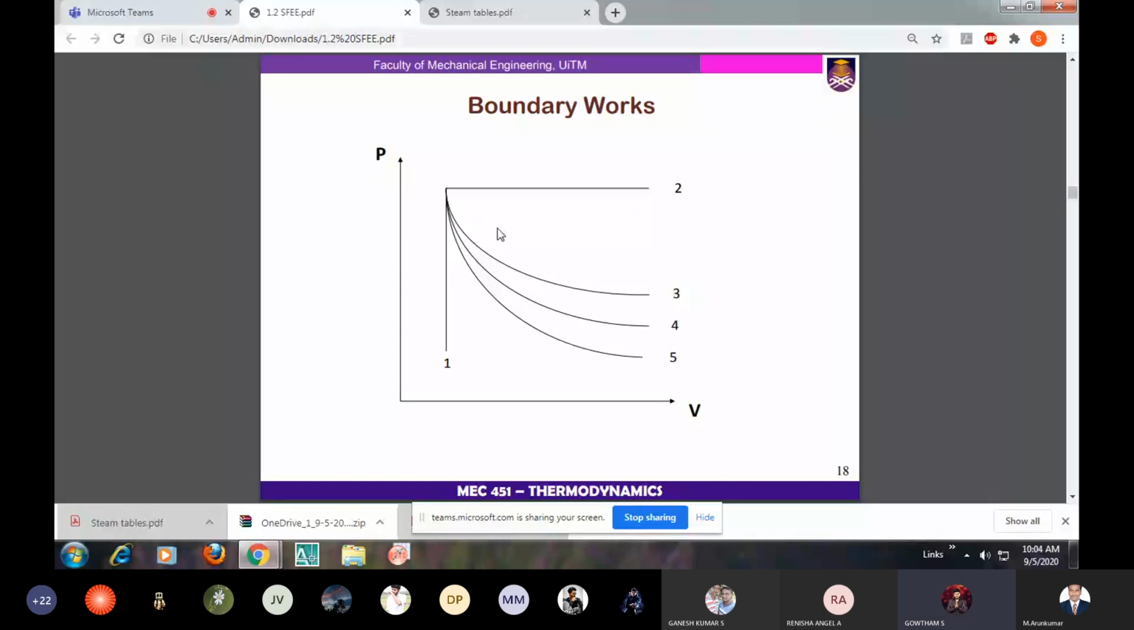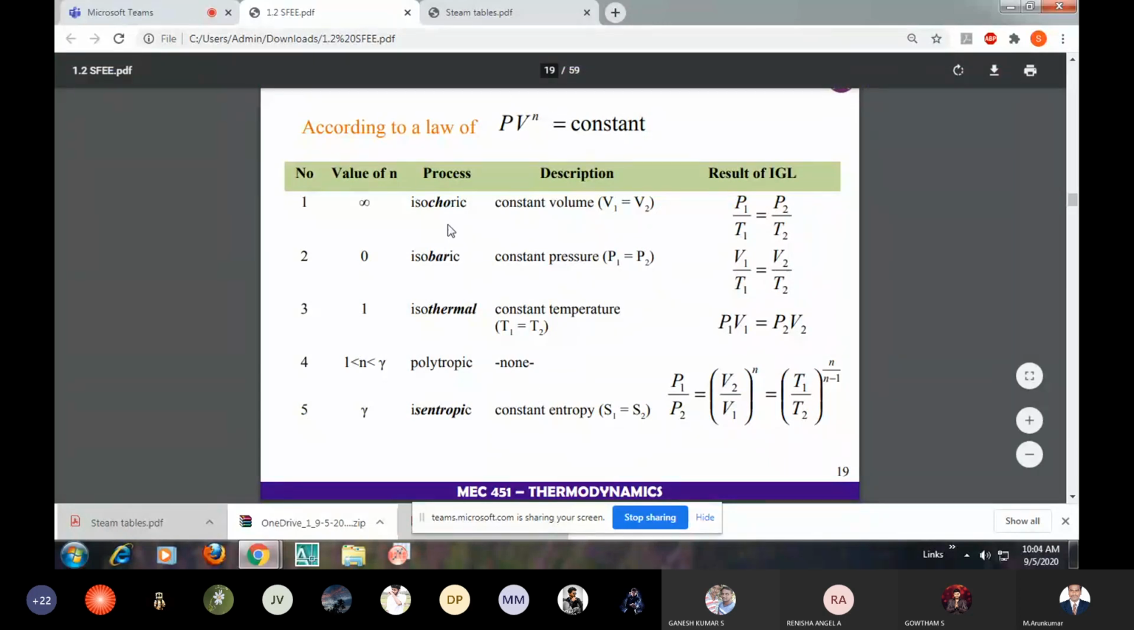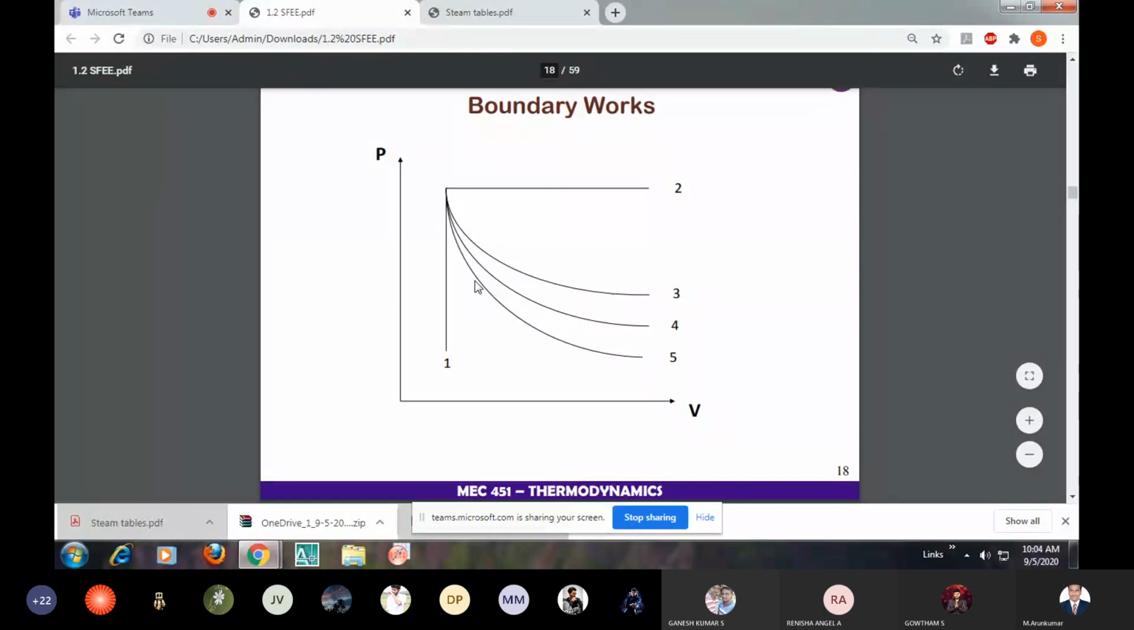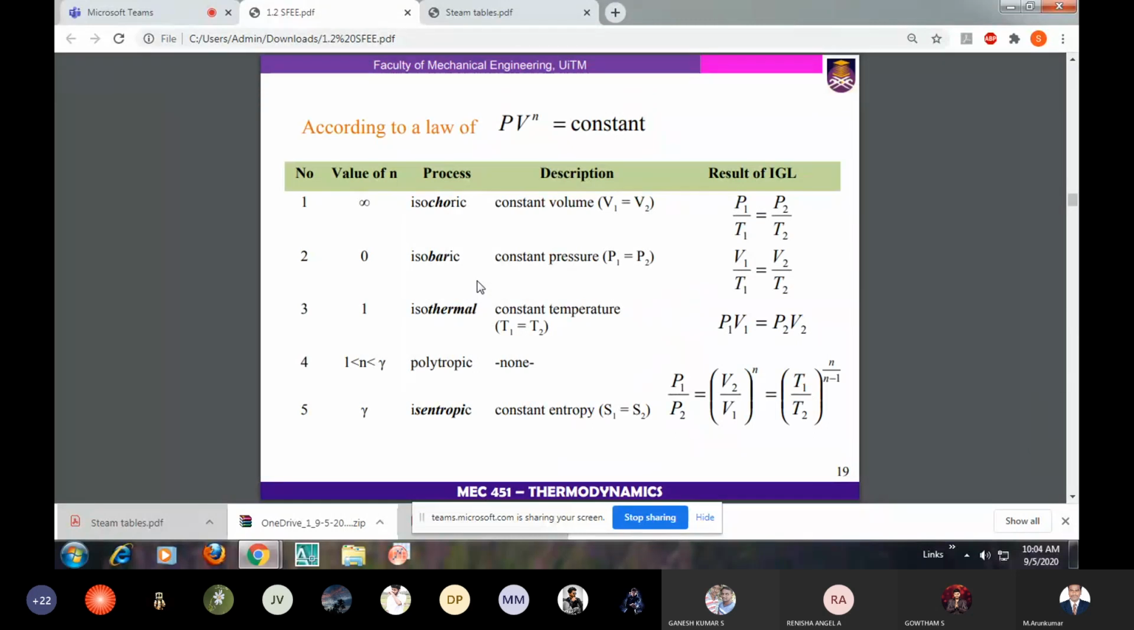Just look at this graph and this table. So there is a comparison of all the thermodynamic processes. So there will be a polytropic process. Polytropic in the sense n will be from 1 to infinity. So we can use this formula to get all the thermodynamic processes. So just look at these two slides also, slide number 18 and 19, and we can discuss in the next class.